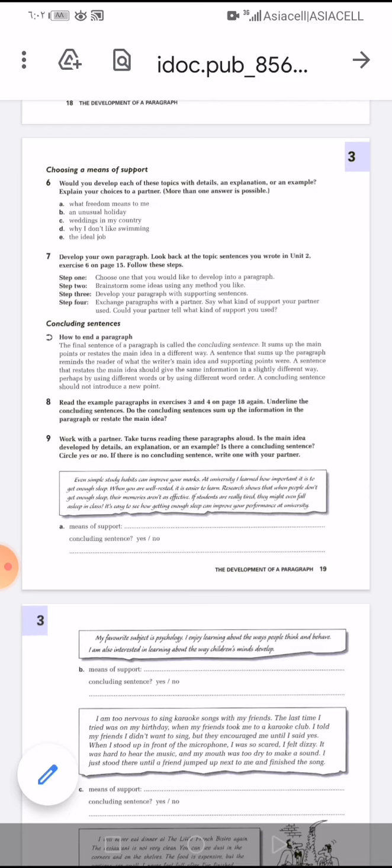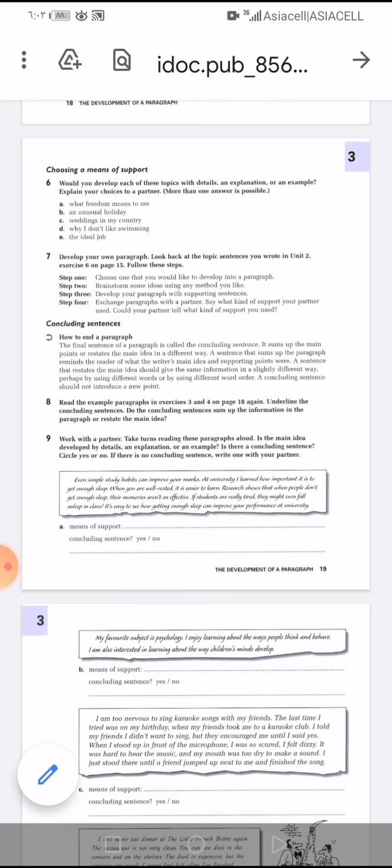We are now discussing choosing a means of support. We talked about paragraph development, and we said that there are certain steps and points concerning the development of a paragraph. One of these is how to choose a means of support. So, a means of support means what? It means you are developing a topic with details, explanation, or examples.